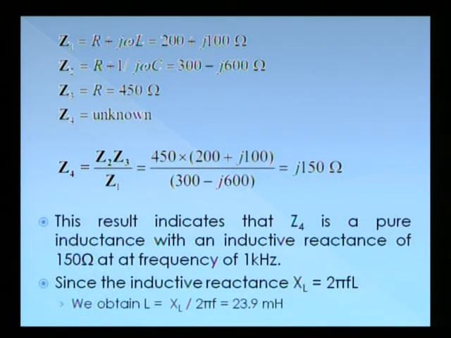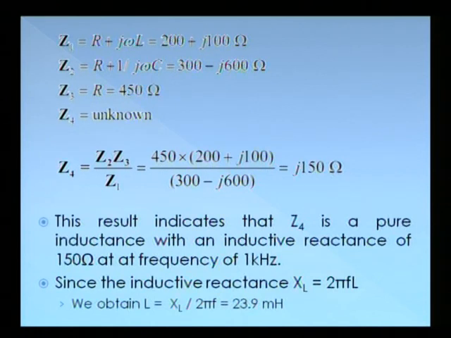A simple expression is given here: Z1, the impedance of the first branch, is R plus j omega L, that is 200 plus j100 ohms. The second branch impedance is R plus 1 upon j omega C, that is R minus j 1 upon omega C, equivalent to 300 minus j600 ohms. Z3, the third branch impedance, is 450 ohms, while the fourth branch is unknown. So the fourth branch can be calculated by the simple expression Z2 Z3 upon Z1, reducing it to j150 ohms.